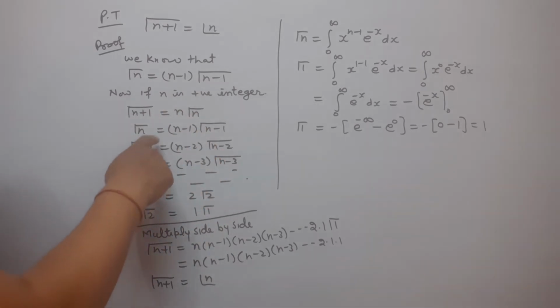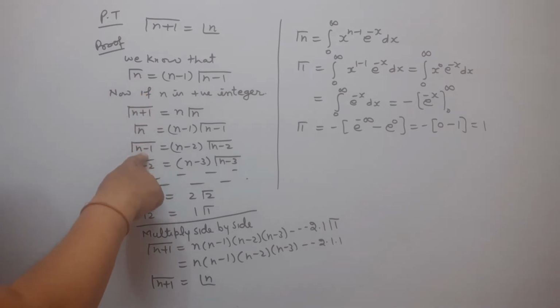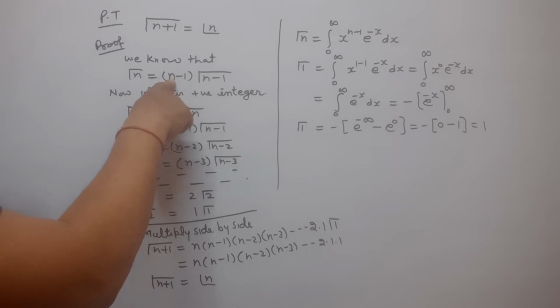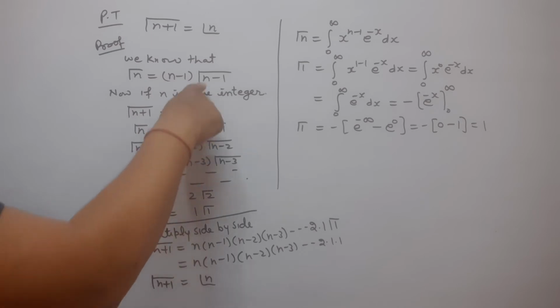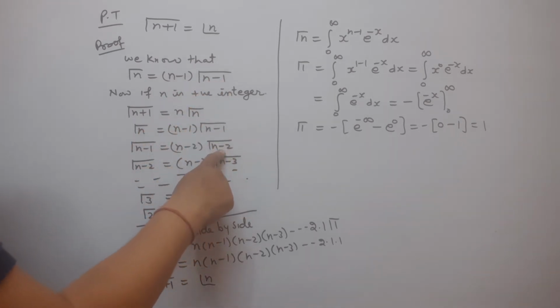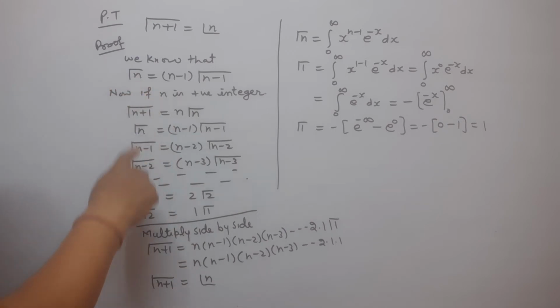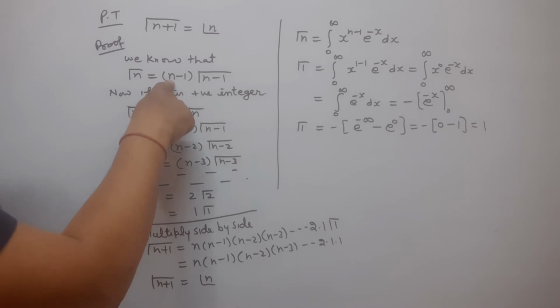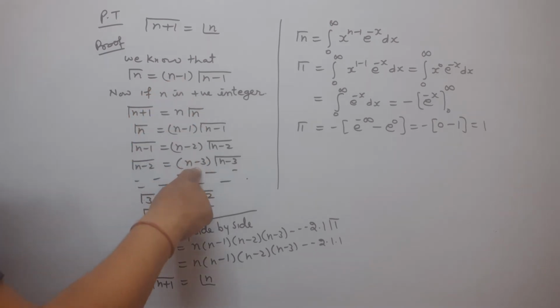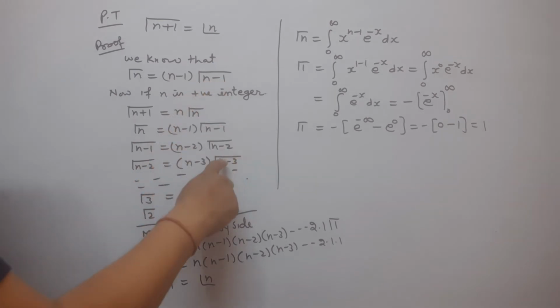Now we find gamma n minus 1, so we replace n by n minus 1. Gamma n minus 1 is equal to, here we put n minus 1, so n minus 1 minus 1, this is n minus 2, and gamma n minus 2. Now we put n is equal to n minus 2 in this formula, so gamma n minus 2 is equal to n minus 2 minus 1, that is n minus 3, and gamma n minus 3.